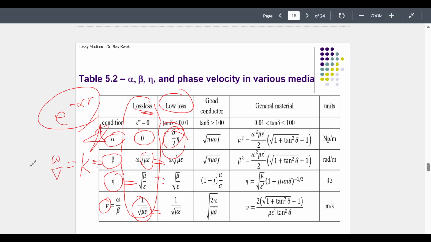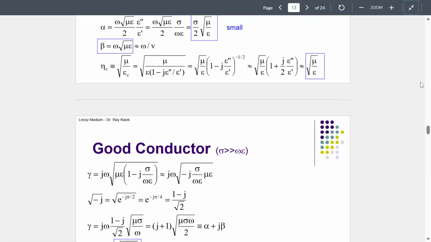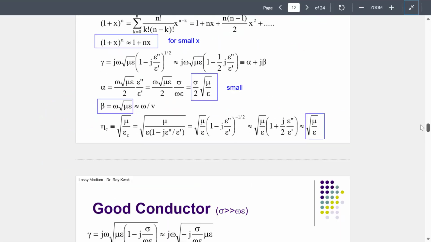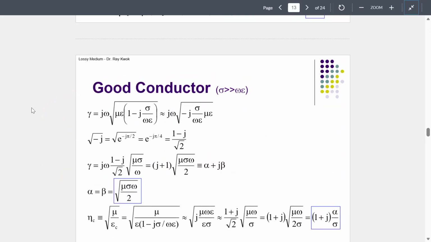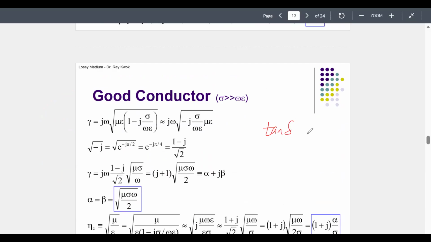All right, so now we're going to go to the other limit. What if loss tangent is not less than 1%, but on the other side is extremely high? How high? Let's say loss tangent is greater than 100 or so. Again, this is not a digital step function. It's not like 101 is a good conductor and 99.9 is not. In reality, when loss tangent is like 80 or so, the approximation is good enough for the good conductor limit.